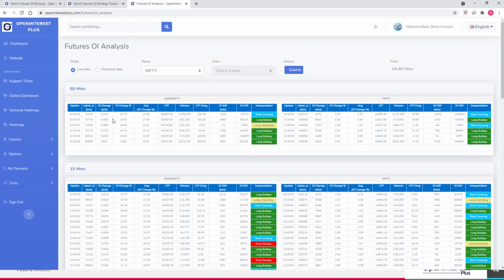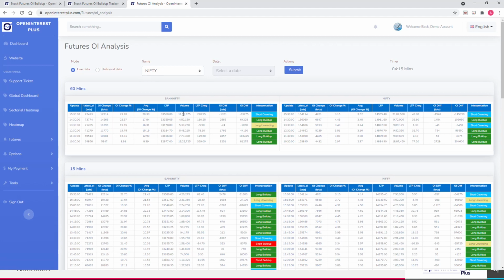Now looking at the columns we have here, first is the update time. Then we have the latest or current total OI, then the OI change, that is the change in OI which happened today. Then the percentage of OI change, so how much percentage of OI change, that information is available here.